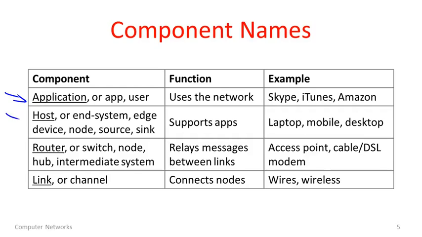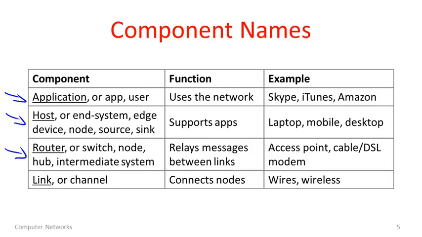The other component here were the things that supported applications. We'll call this a host, or sometimes an end system, or an edge device, node being the generic name, or a source or a sink. These really are different names to indicate a network element that supports applications. And examples of these are all of your familiar computational devices, laptops, mobile phones, desktop computers, and so forth. Then we had the router.